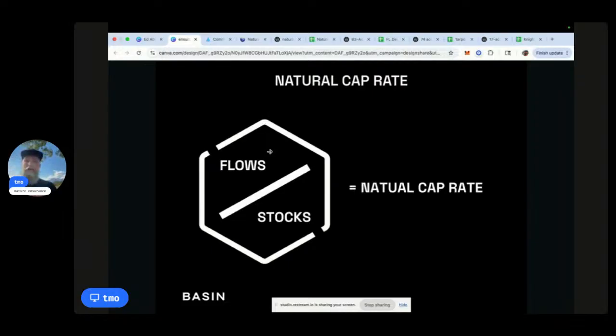You have flows that come from the asset. There can be a lot of different beneficiaries. It can be the natural asset owner. It can be the surrounding properties. It can be the community. It can be the species, whatnot. And then the stocks are the ecosystems.